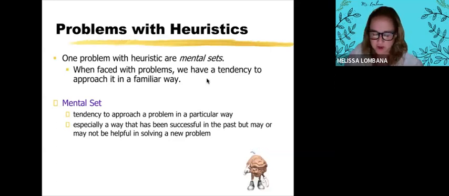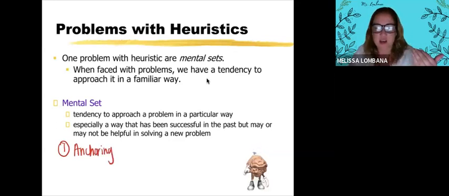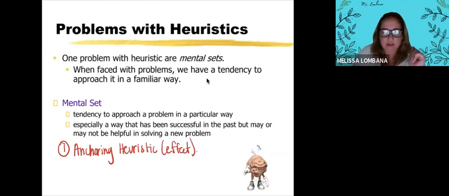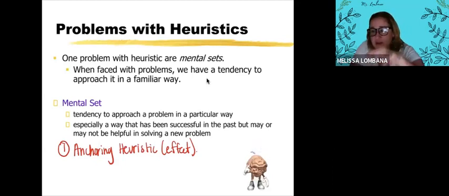So the first one I want you to write down is going to be, and I'm going to write it here, the first problem is what's called the anchoring heuristic, or sometimes it's called the anchoring effect. It doesn't matter. They're all pretty much the same thing, okay? And this is basically a mental shortcut, we're writing this down, or an automatic response that is based on your past knowledge or experience. Okay, so it's kind of like an anchor, right? We anchor back to what we know.